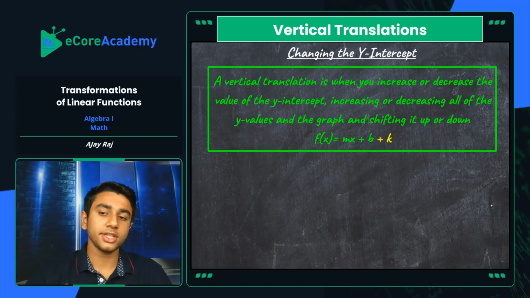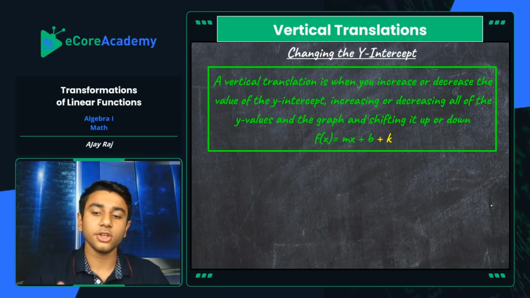So a vertical translation is when you increase or decrease the value of the y-intercept, and by doing so, you're increasing or decreasing all of the y values. Think about it, because when you have your equation f of x equals mx plus b, that b value is going to be added to your slope multiplied by your x coordinate. So it's always going to be added to the equation to either increase or decrease your y value, which is your f of x.